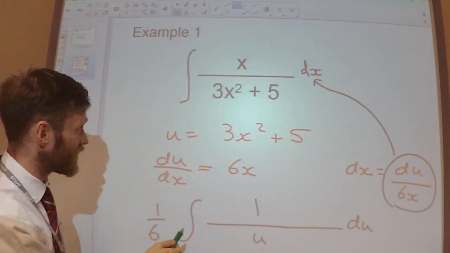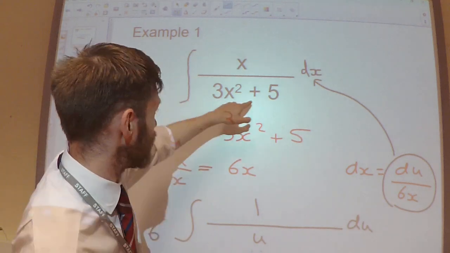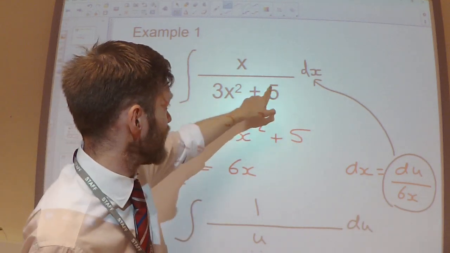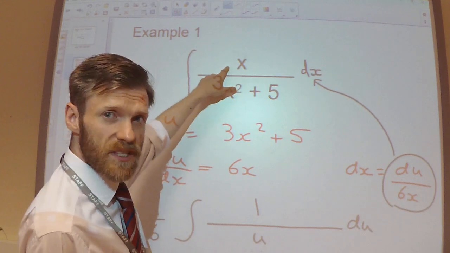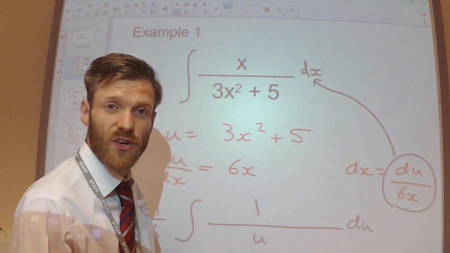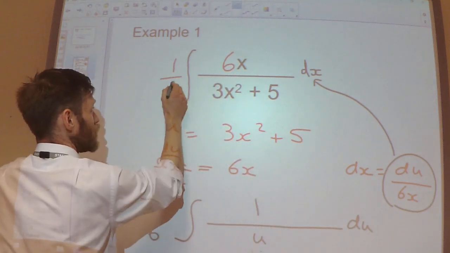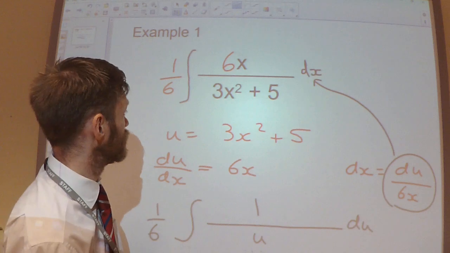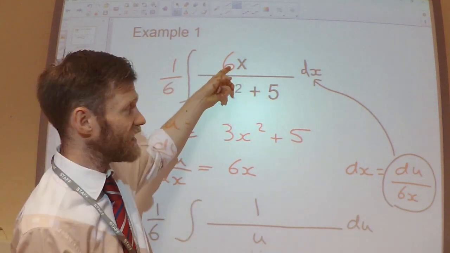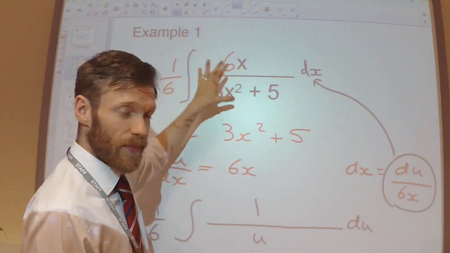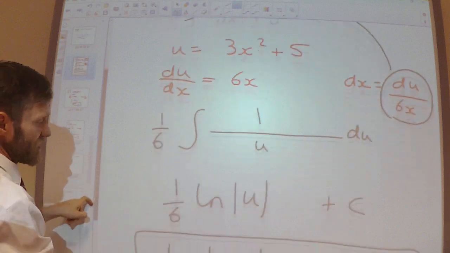And going back to that first example, again, I look here and I think, right, well, if I differentiate this, I would get 6x, which is kind of similar to the x on the top. In fact, I could think of that x on the top as being a 6x with a 1/6 at the front. That way, when I differentiate this, I do get what's on the numerator. And then I can think, right, well, that means this is just going to integrate to be the logarithm with the 1/6 at the front.